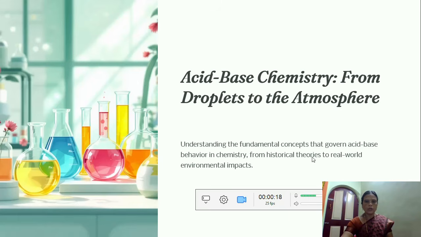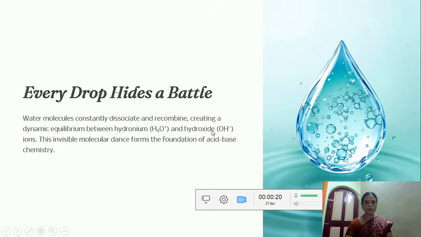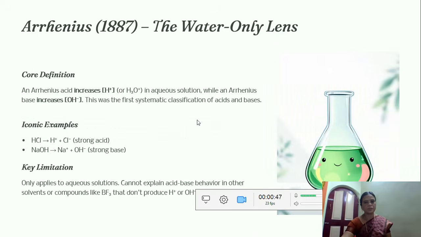Before going into the topic, let us see the dissociation of water, which forms the basis of all the acid base concepts. Water will always exist as H plus ions and OH minus ions, or H3O plus ions and OH minus ions. This forms the basis for all acid base concepts, and there is always a dynamic equilibrium between these H plus ions and OH minus ions.